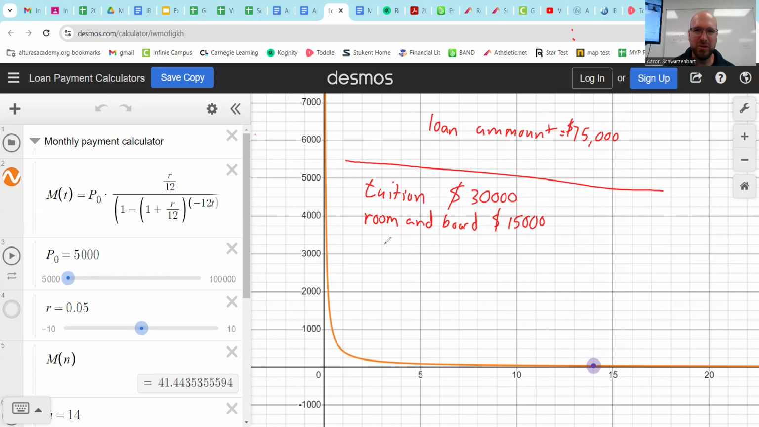Okay. Do not put under here if you have room and board. Some of them are just going to give you a room and then meal plan separately. Some of them are going to give you room and board together. Don't do room and board, room, meal plan. Okay. Because that's redundant. Room and meal plan should add to this number right here.